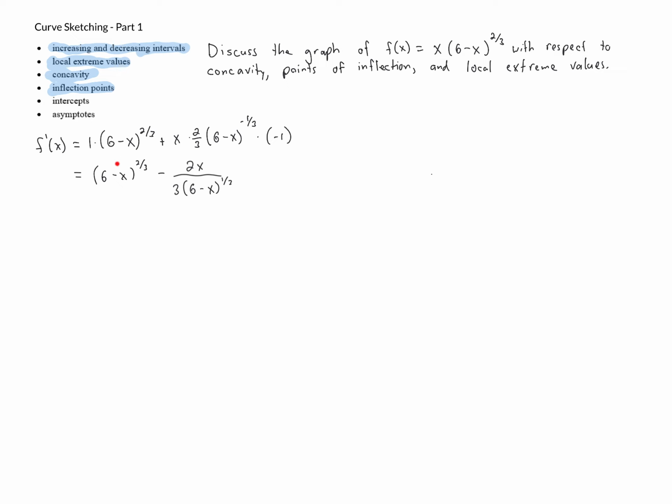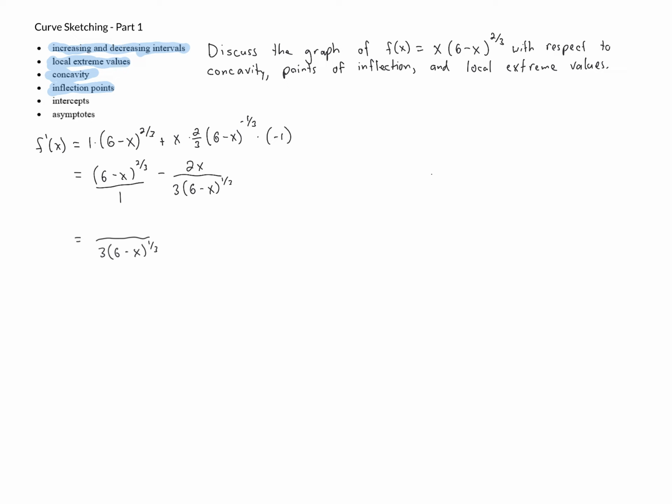Now, we can combine these into one fraction by getting a common denominator. And there's something really cool here. On the left-hand side, I'm just going to write this over 1 for now. If we want a common denominator, we're going to have to multiply the numerator and denominator by 3 times (6 minus x) to the 1/3 power. And that's not difficult at all. We are perfectly capable of that. But here's the interesting thing.